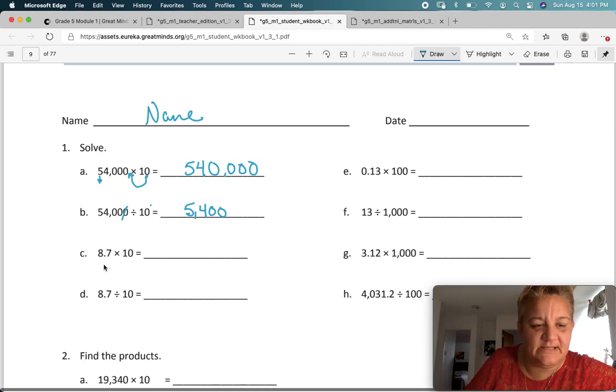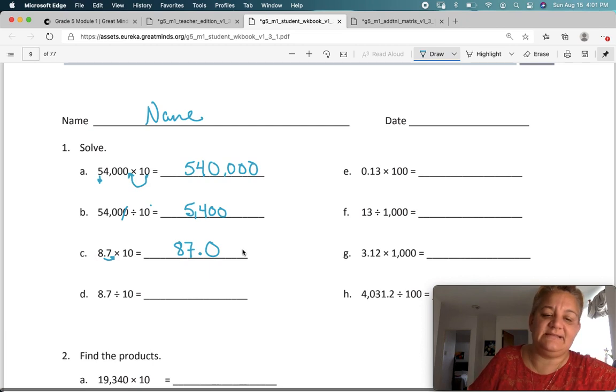I hope it does. 8.7 times 10. Well, that means this decimal point is going to go over 1. And we're going to take 8.7 and we're going to turn it into 87. If you want to put the decimal point back in, that's okay. I'll take either this answer or 87.